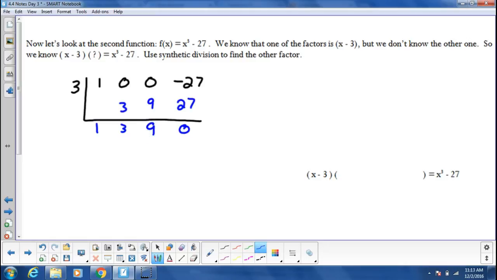Okay? So the second factor here should be x squared plus 3x plus 9. See a pattern yet? What pattern do you see?